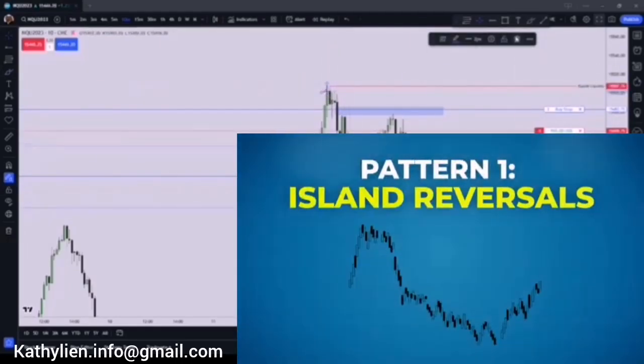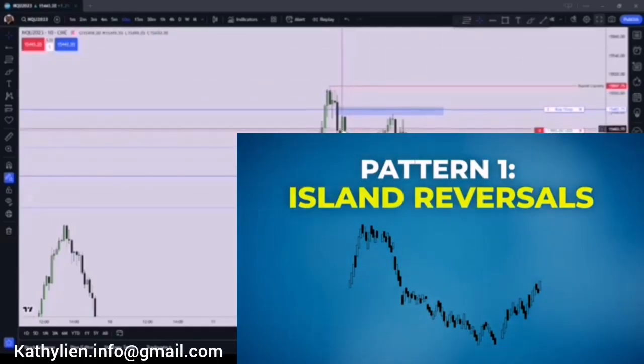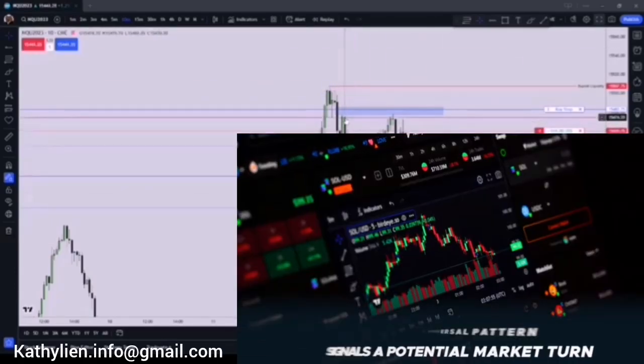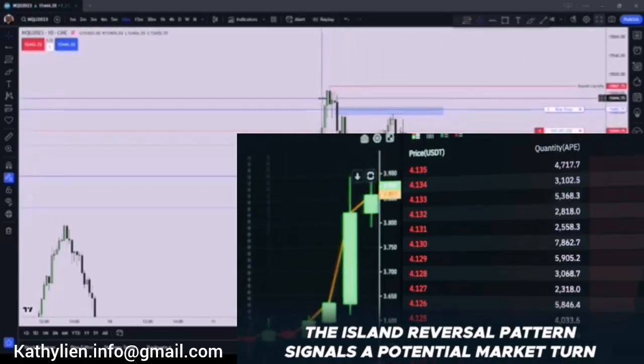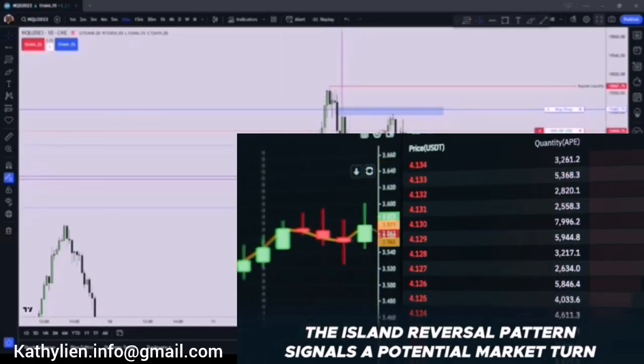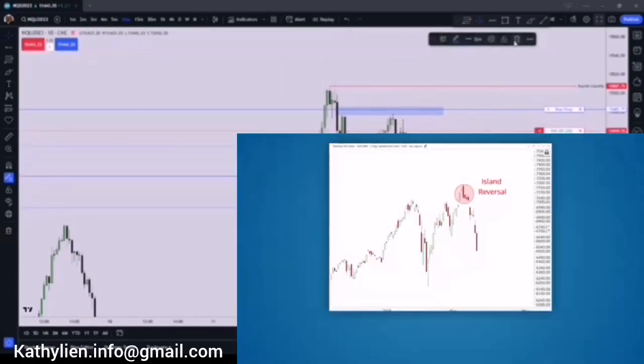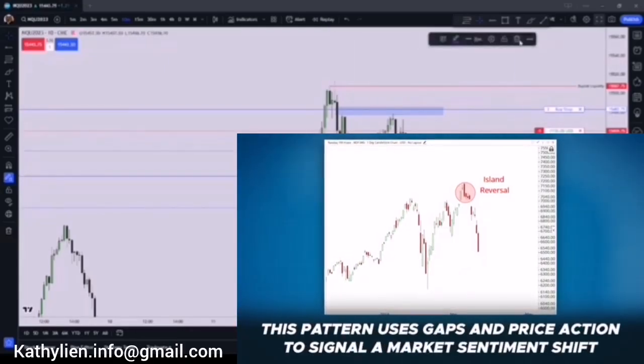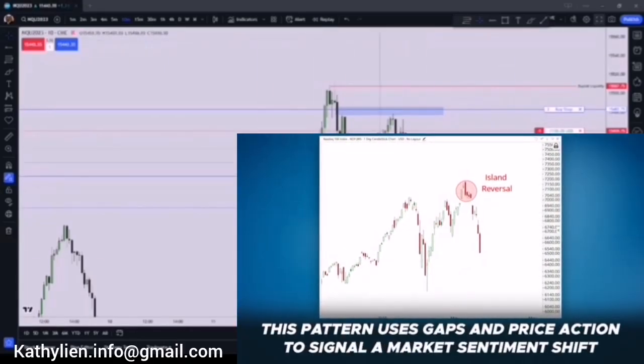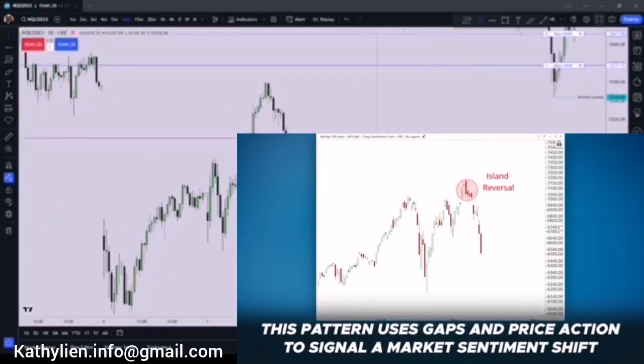The first pattern that I want to talk about is called island reversals. The island reversal pattern is a powerful chart formation that signals a potential market turn. It is identified by its dramatic structure. This pattern combines gaps with price action to signal a potential shift in market sentiment.